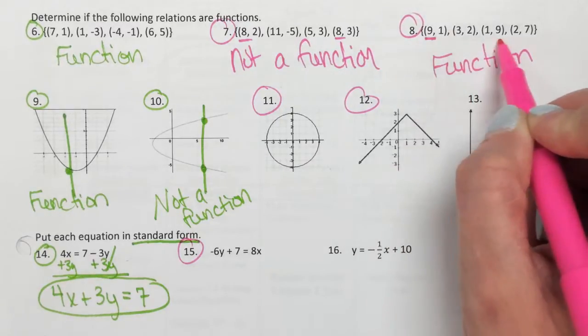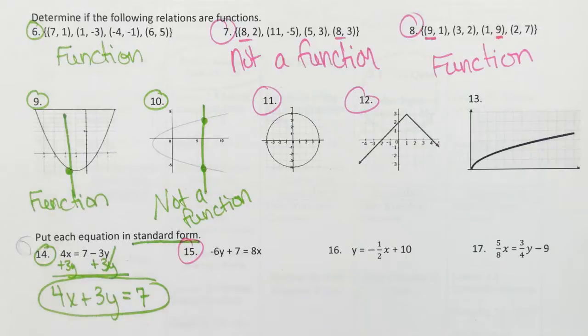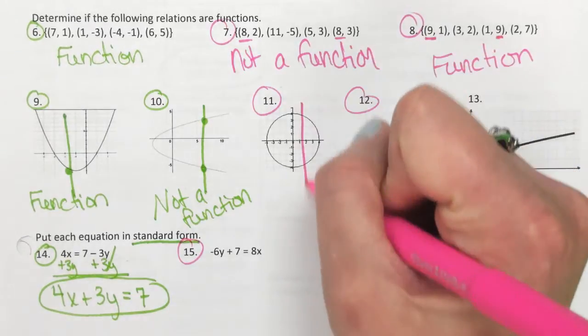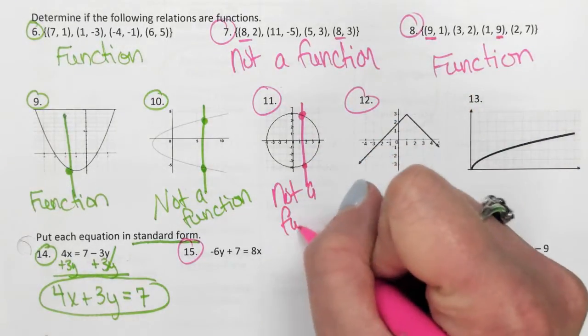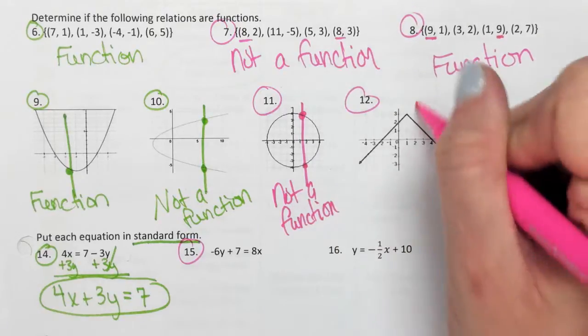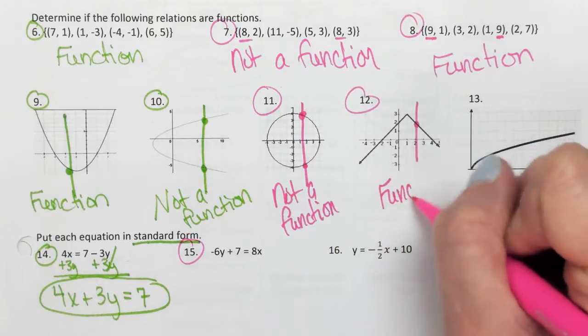Do you see how you have two 9s, but one is in the X spot and one's in the Y spot? Okay, so just slow down on these. Just slow down. All right, what about number 11? Does it pass? Nope, it hits twice. What about number 12? Yep, it only hits once.